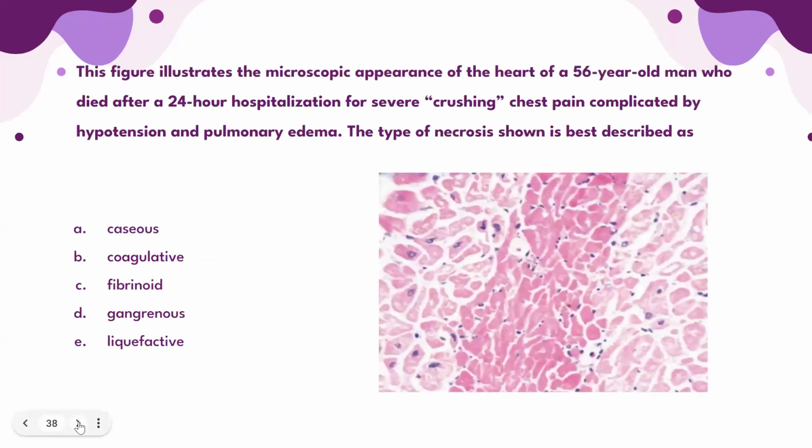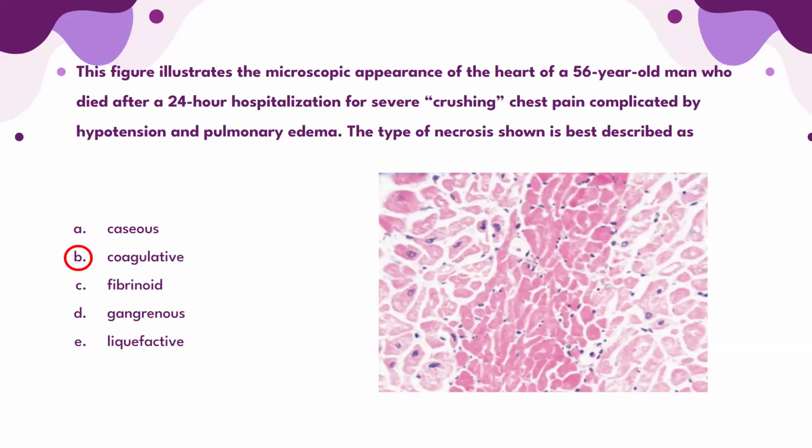Okay, this figure illustrates the microscopic appearance of the heart of a 56-year-old man who died after a 24-hour hospitalization for severe crushing chest pain, which was complicated by hypotension and pulmonary edema. What type of necrosis is this? B. Coagulative. B, perfect. Would you be able to tell me how it's B? Like what from the image is giving away that it's B? I guess heart gives off coagulative.